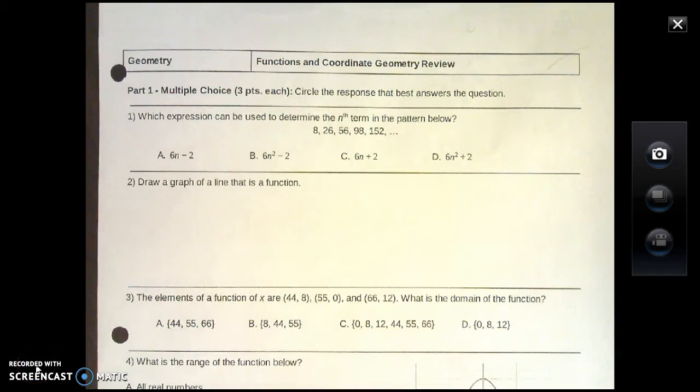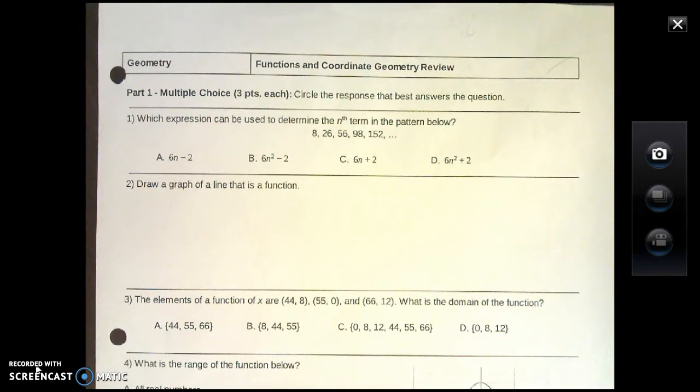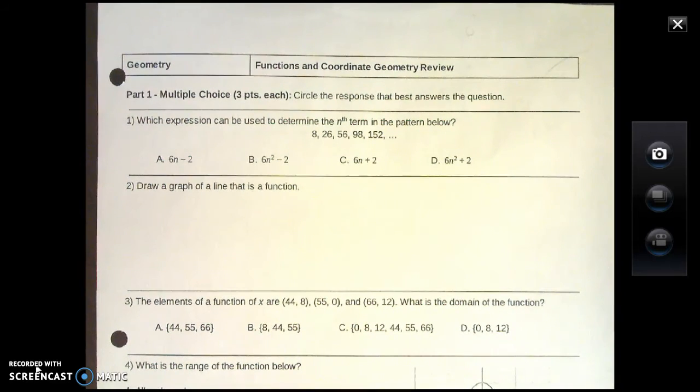Alright everybody, welcome back. Here is another review for our upcoming test. Again, we're looking at 10 questions, multiple choice, worth 3 points each for 30 points total. And 4 questions, open-ended, 5 points each for 20 points, which gives you a grand total of 50 points. So let's get going. Which expression can be used to determine the nth term for the pattern below?